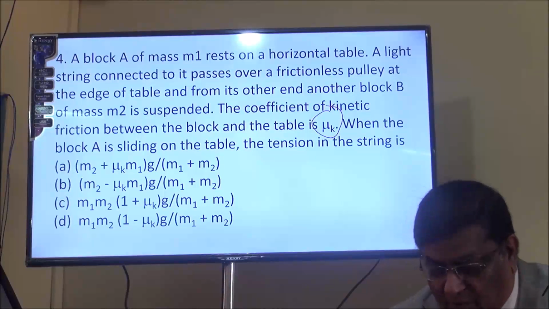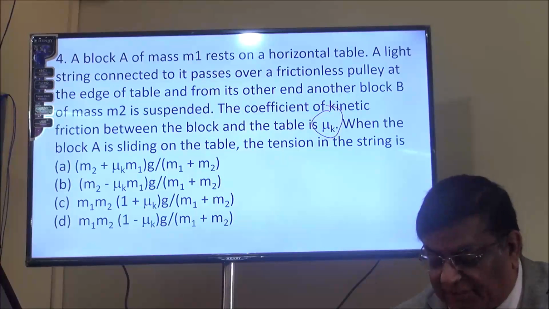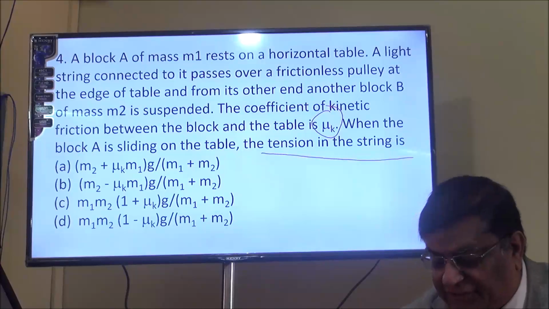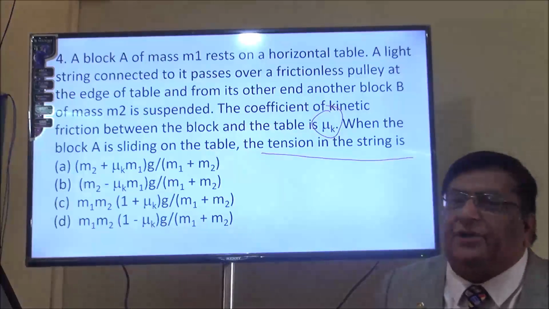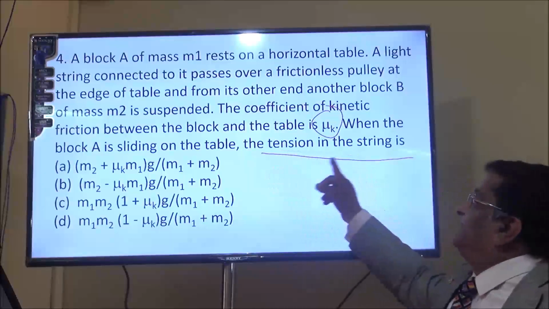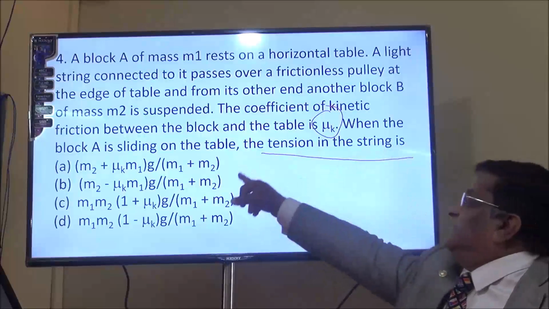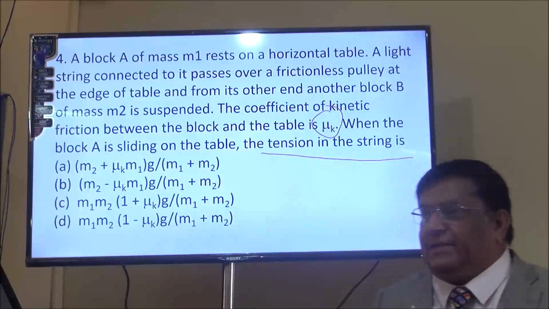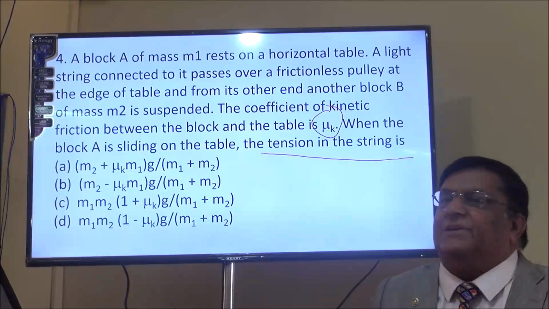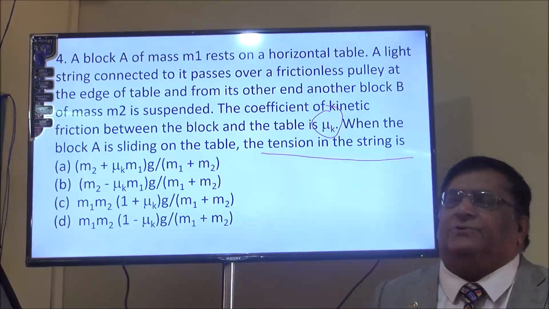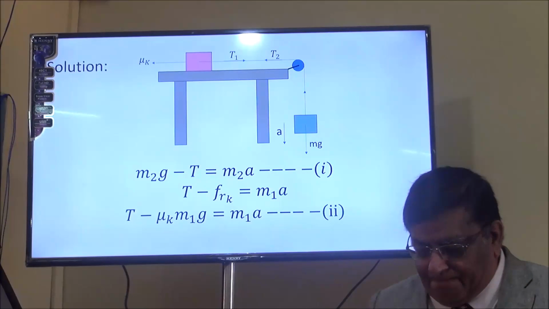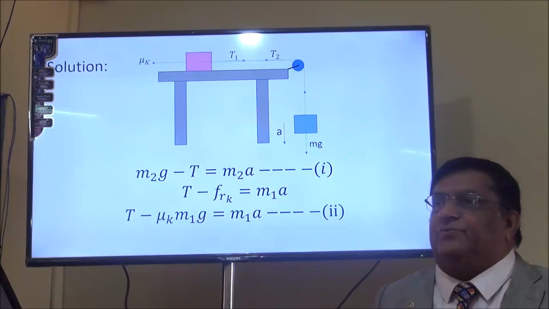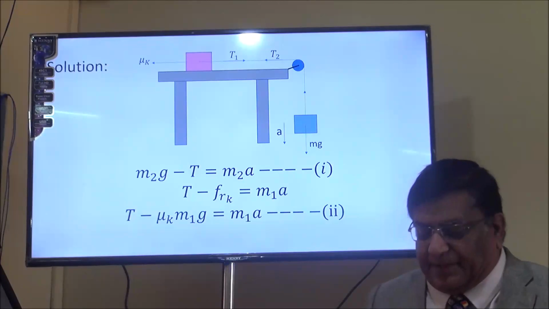Now, when block A is sliding on the table, what is the tension in the string? This we are supposed to find out. So, where is the question line? The question line is here. The tension in the string is this. Right? Tension is what? Force. And that force is pushing it. Okay, come here. What are we supposed to find out? Tension.